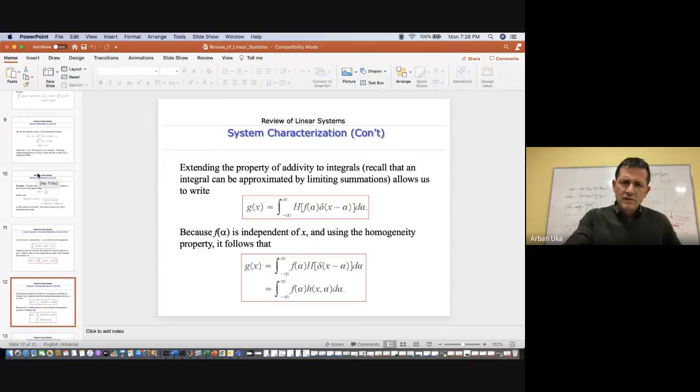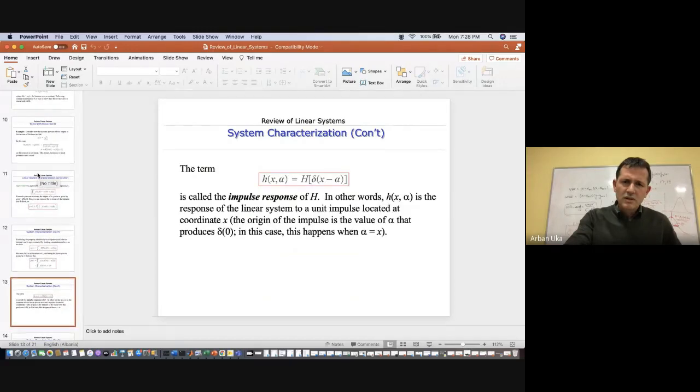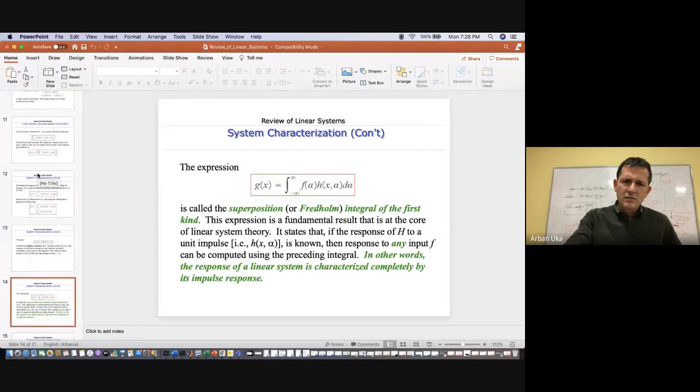Now, here we have some more discussion on the linear systems.